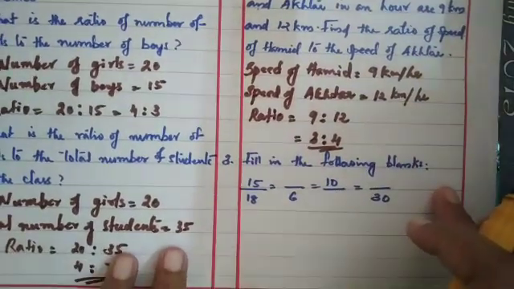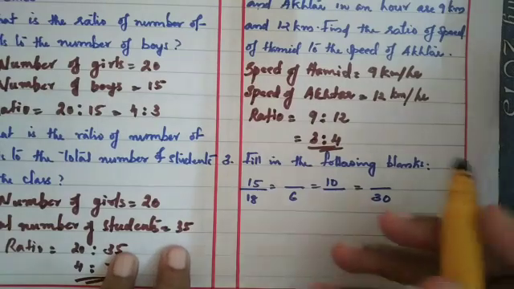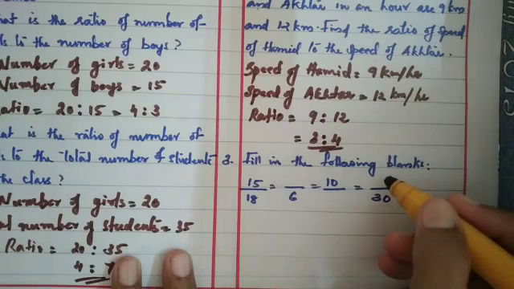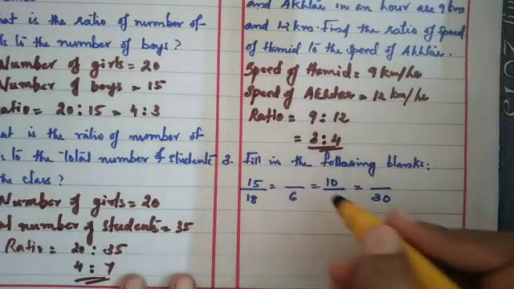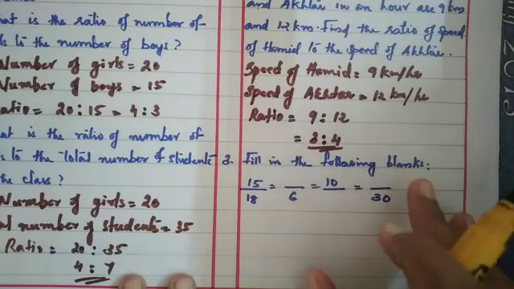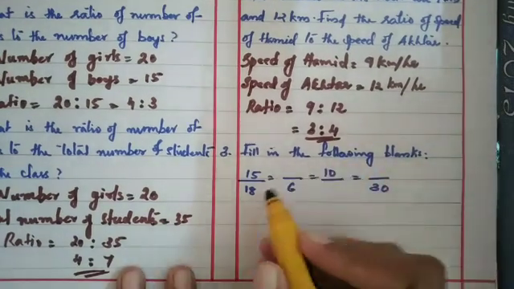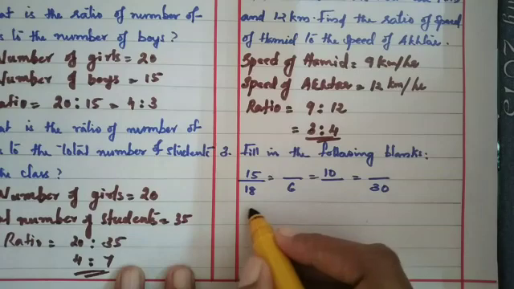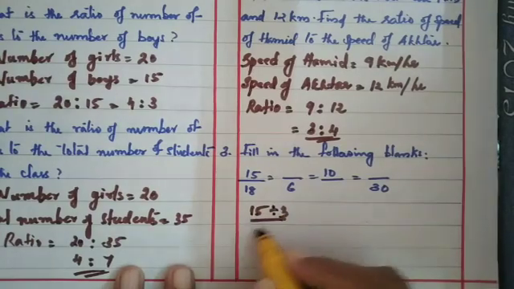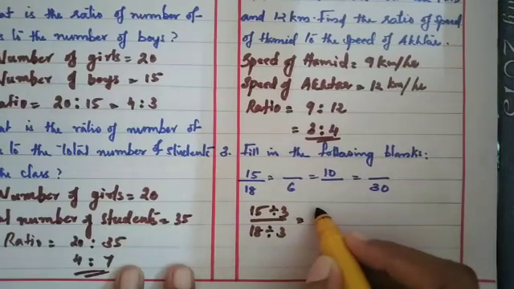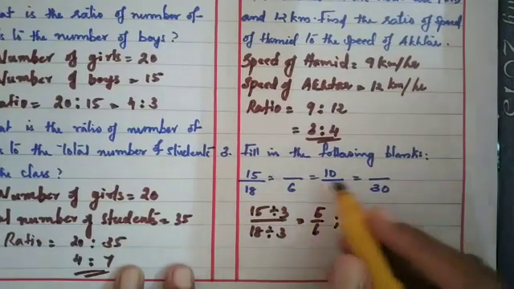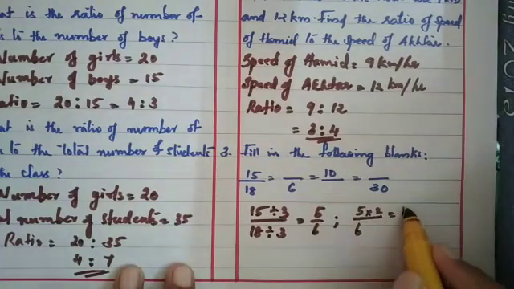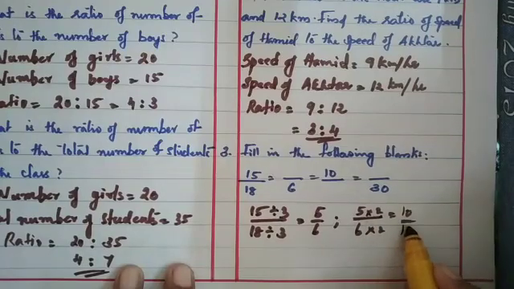Then next question, fill in the following blanks. 15 by 18 equals dash by 6 equals 10 by dash equals dash by 30. Okay, you have to find out the common factors and then reduce. Here 18 divided by 3 equals 6. First 15 divided by 3, 18 divided by 3, how much? It is 5 by 6. Then next, from 5 by 6.